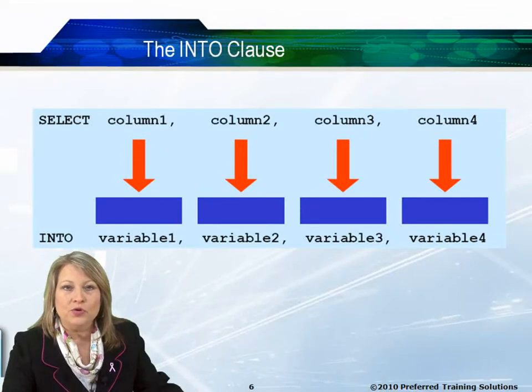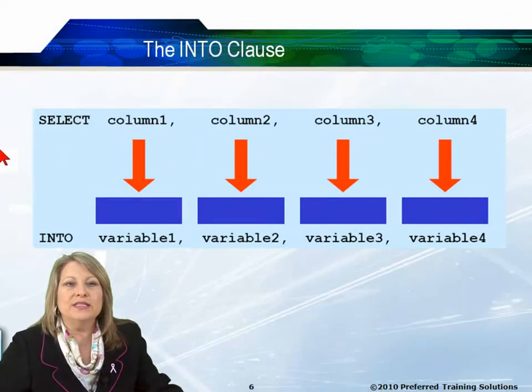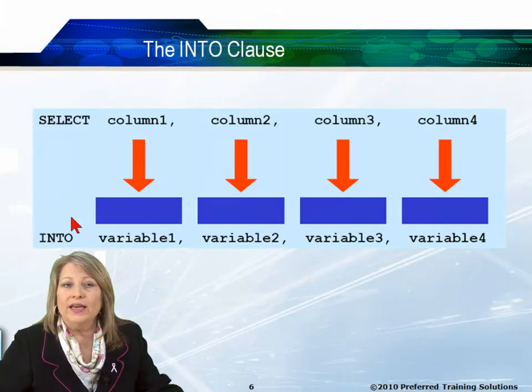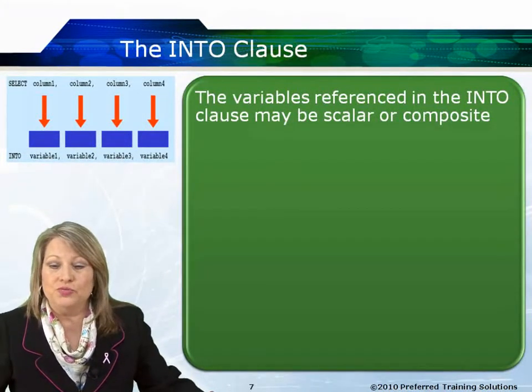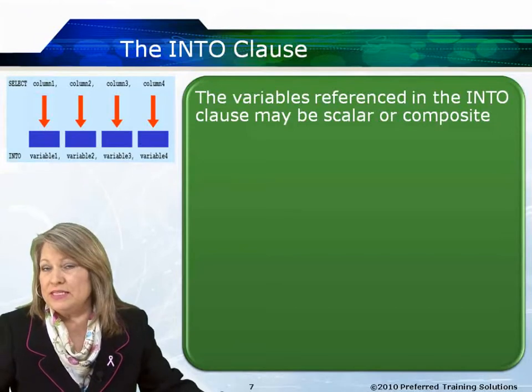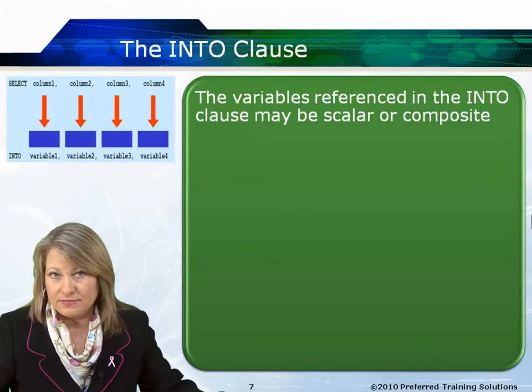And here's a picture, of course, of what that might look like. If you select columns in a query, the next clause that you will have is the into clause. And so the columns are going to map one-to-one between the columns being selected and the variables that have been declared and are waiting in the into clause. Now, these variables that you reference in your into clause may be scalar or composite.